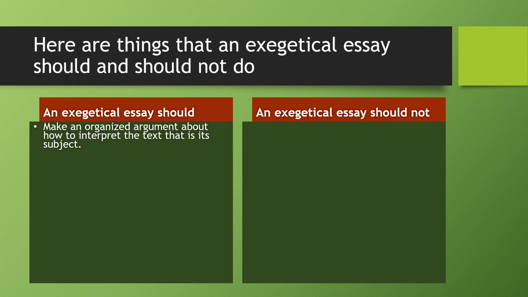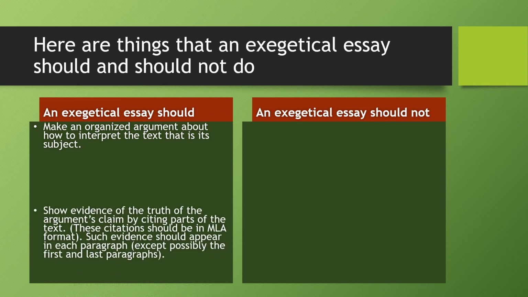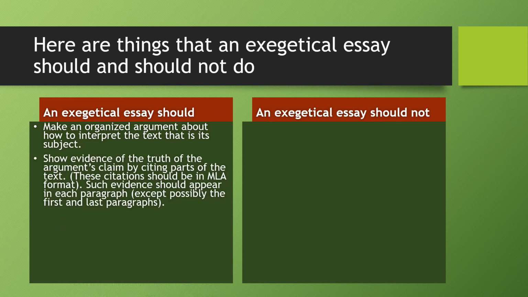It means explain to us the overarching meaning that you see, and I give you questions that you respond to about meaning in your interpretation. And then, secondly, show evidence of the truth of the argument's claim by citing parts of the text. And you should cite these in MLA citation format in text citations. Such evidence should appear in each paragraph except possibly the first and last paragraphs.